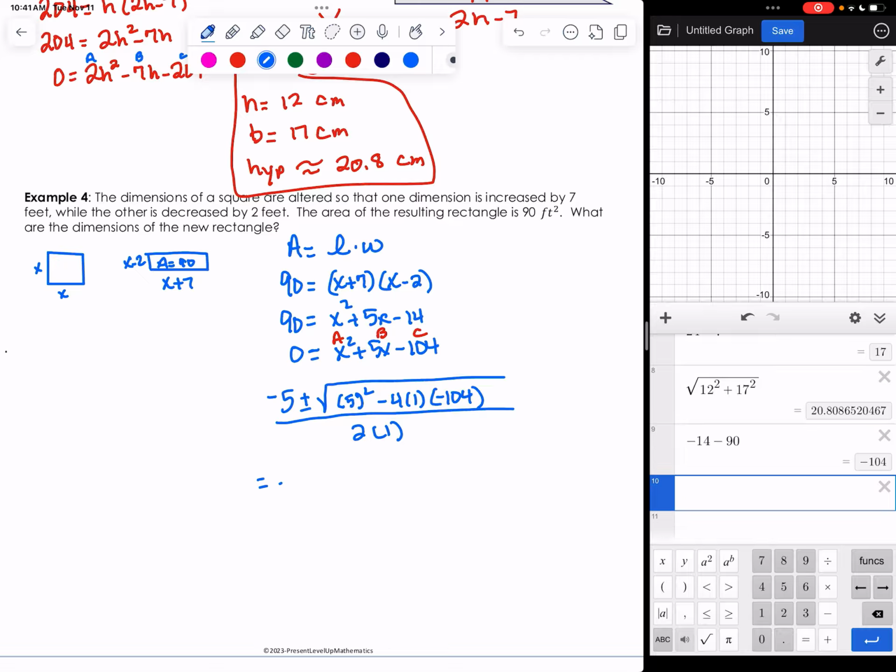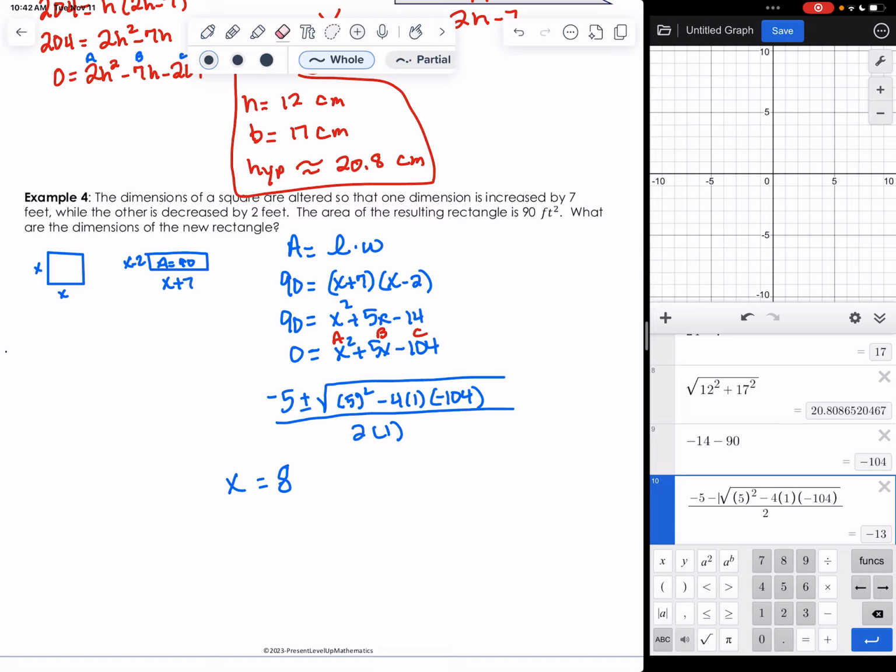So let's grab our calculator, push the fraction bar, negative 5 plus square root, parenthesis 5, parenthesis squared, minus 4, parenthesis 1, parenthesis negative 104. On the bottom, 2 times 1 is 2, so that would be 8. Let's get our other answer by changing that plus to a minus, and that would be negative 13. Well, we cannot have a negative length, so we're going to use the 8 as our value of x. So here's what we know, x is equal to 8.